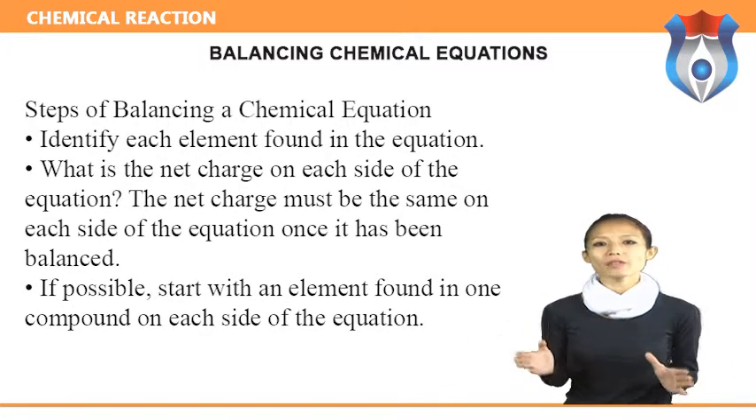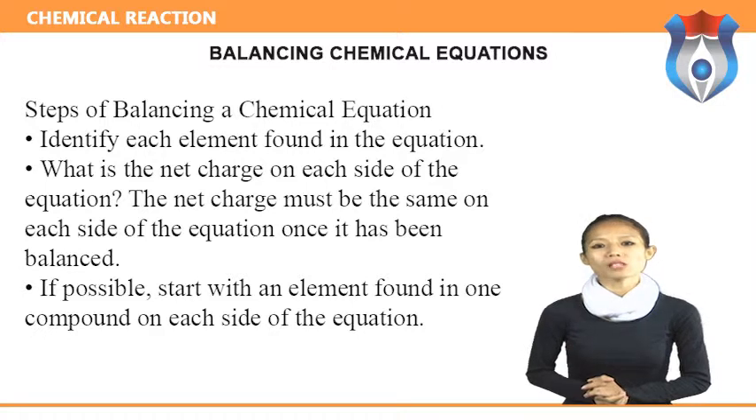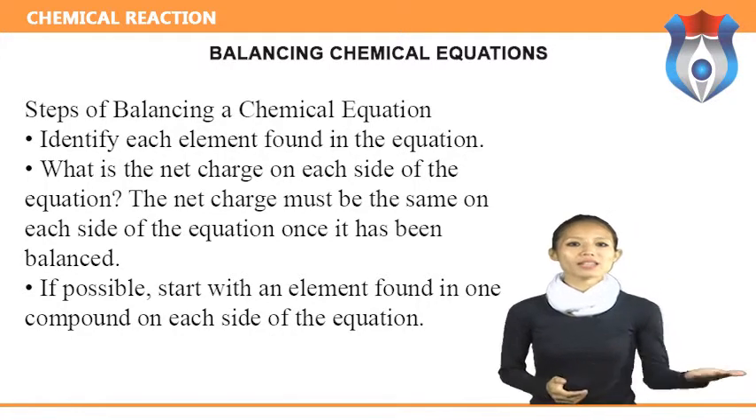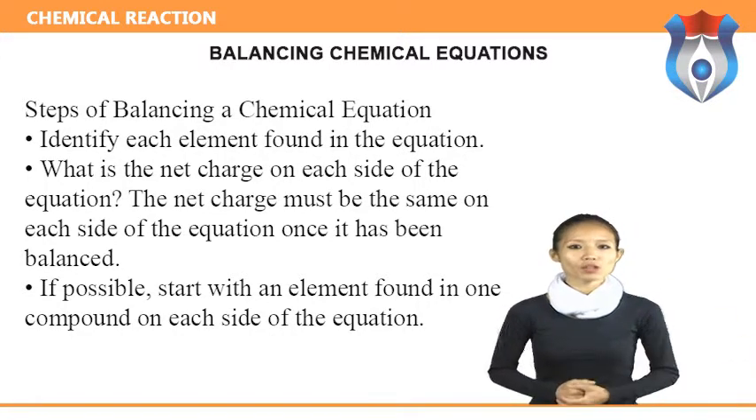Identify each element found in the equation. The number of atoms of each type must be the same on each side of the equation once it has been balanced. What is the net charge on each side of the equation? The net charge must be the same on each side of the equation once it has been balanced.